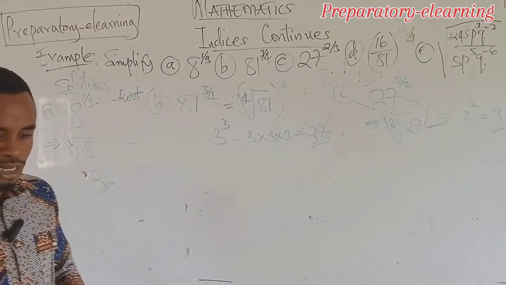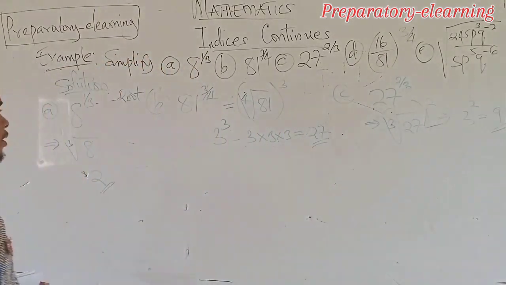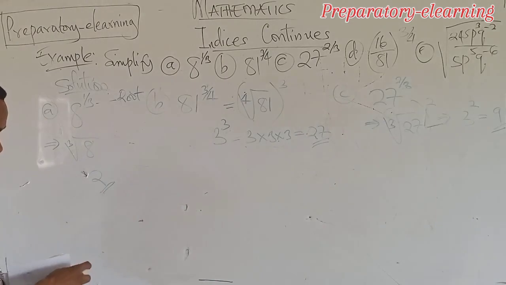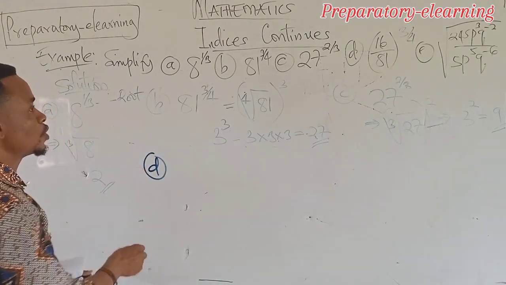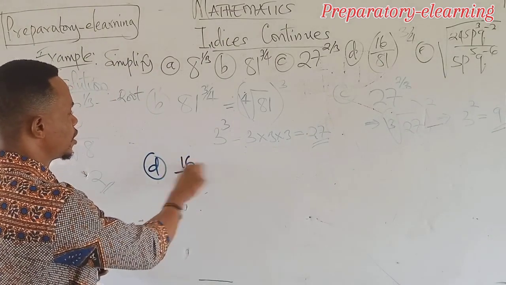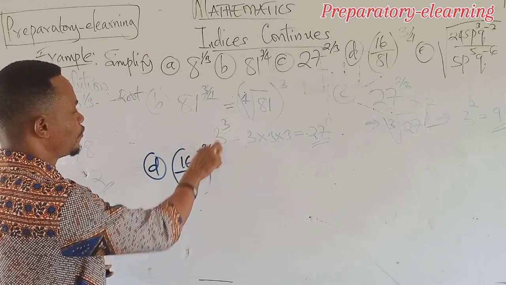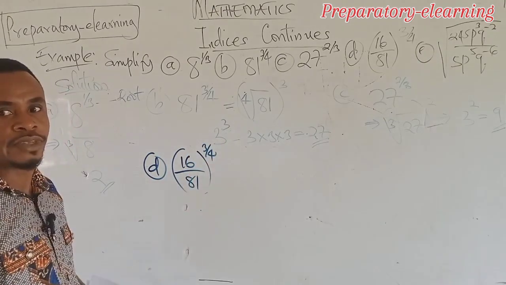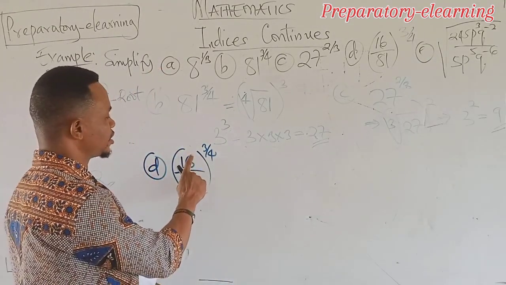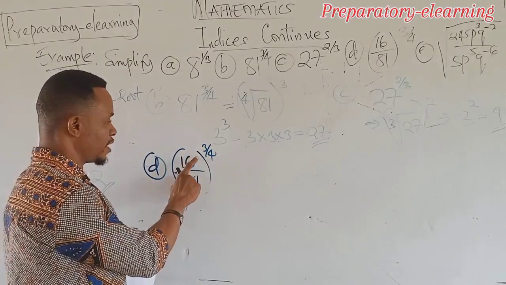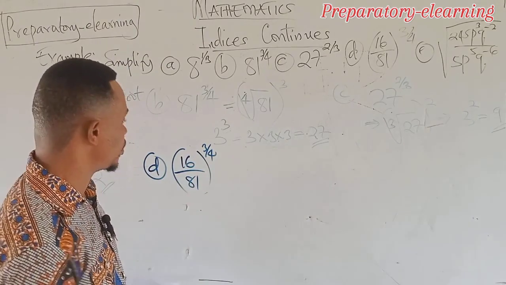Now to get to the next part, D. We look at solution D, which is 16 over 81 all into power 3 over 4. This is still the same thing like we have done here, but in this case, the number here is not a single number, it is a fraction. You apply the same method, the same law. So how do we do that?